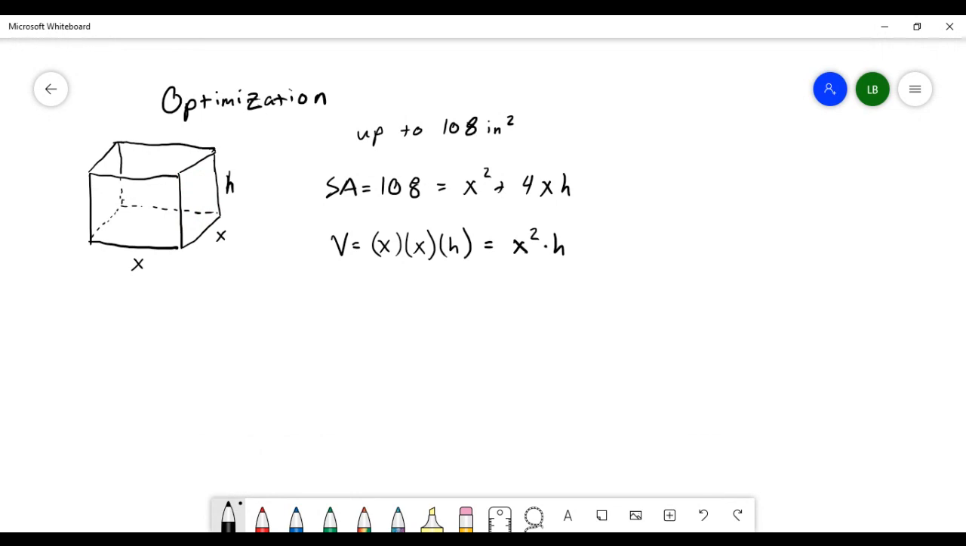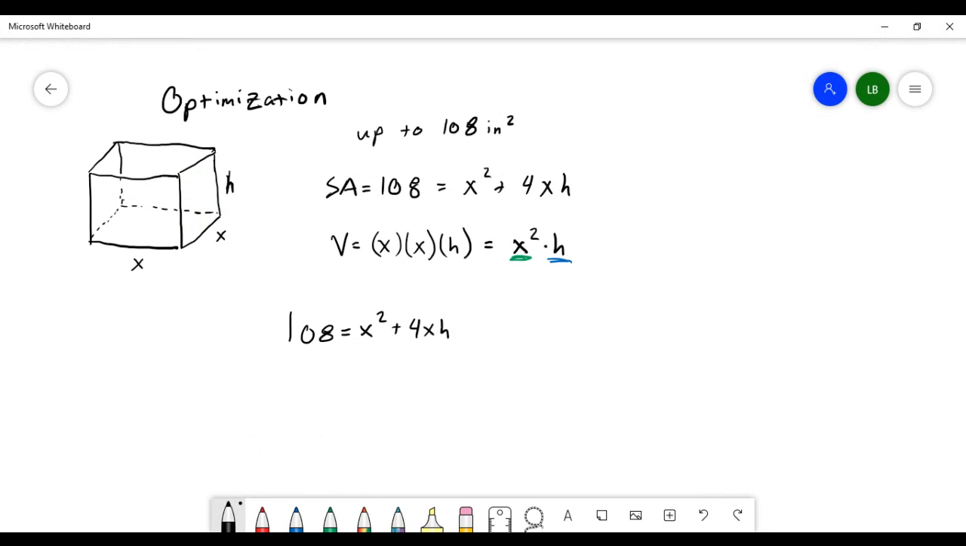So if we wanted to optimize our volume, we would need to take the derivative of volume in order to find where its maximums and minimums are. However, right now our volume function has 2 variables, the x and also the h here. And we only know how to take the derivative of a function of 1 variable. That's where this second equation comes in, the surface area equation. We know that 108 is x squared plus 4xh.